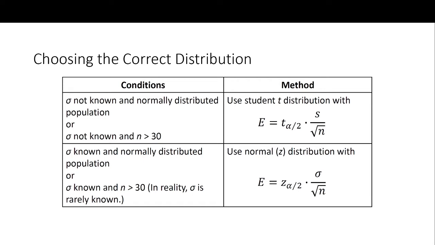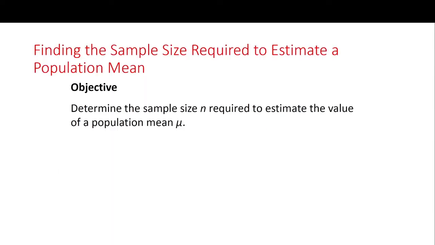While choosing the correct distribution, keep in mind that if the standard deviation for the population is not known, and the population is normally distributed, whenever the standard deviation is not known, we use the t distribution. And if the standard deviation is known, then we can use the normal distribution, the z score, for choosing the correct distribution.